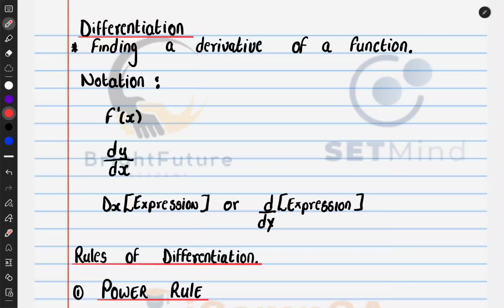So we have the following notations for the derivatives. First thing first, we have the one of f prime x. We are familiar with that, which also represents the derivative.